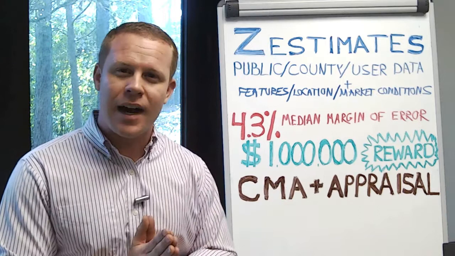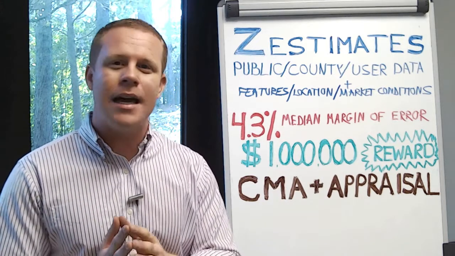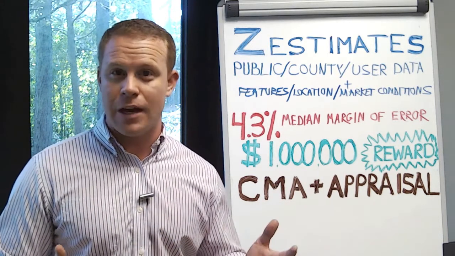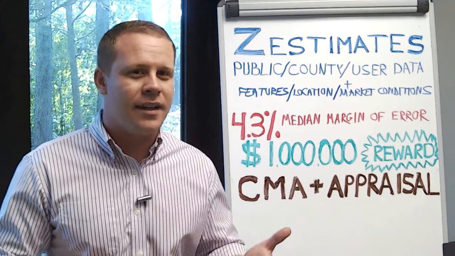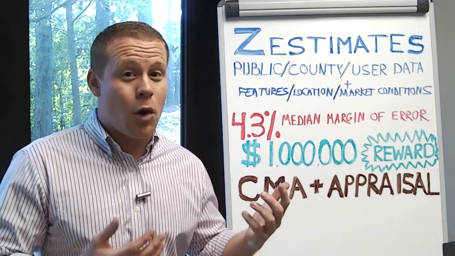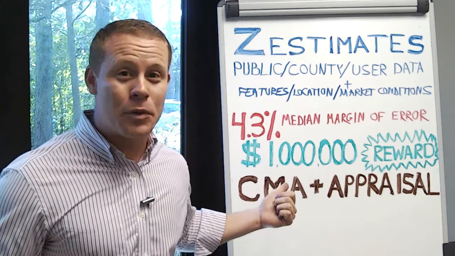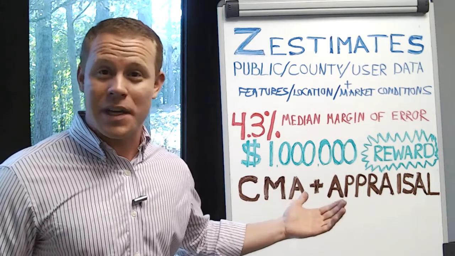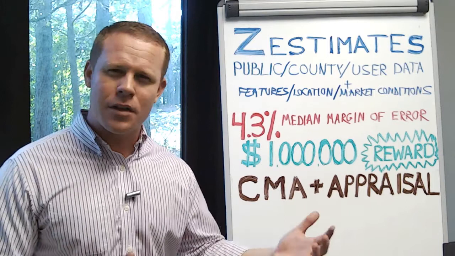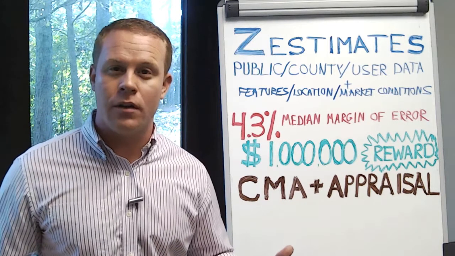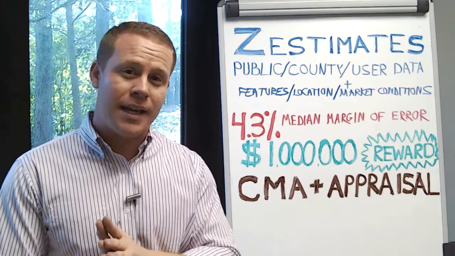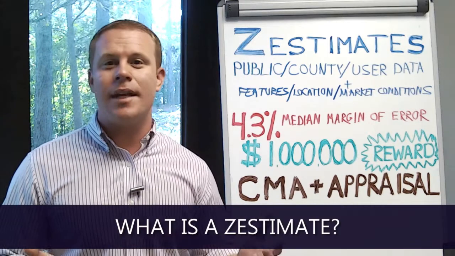So I first want to define what a Zestimate is and how Zillow determines the value of your home. I want to poke a few holes in it. I want to tell you a little bit about their margin of error and, of course, the fact that they're offering $1 million to help you improve their algorithm, agreeing that their algorithm needs work. And then I'm going to talk a little bit more about what your options are if you want to sell your home and obtain an opinion of value. So first of all, what is a Zestimate?